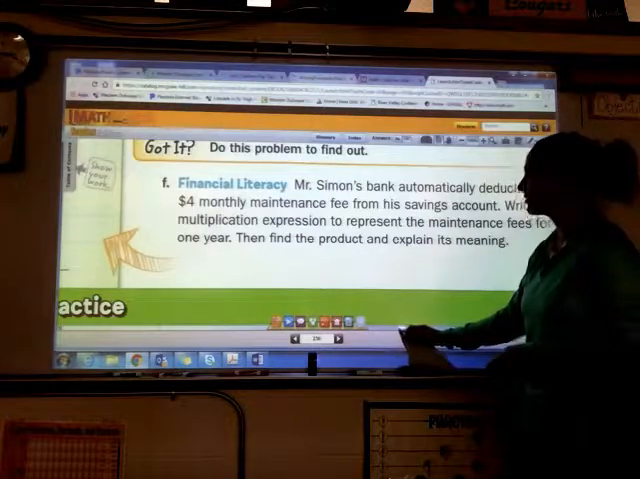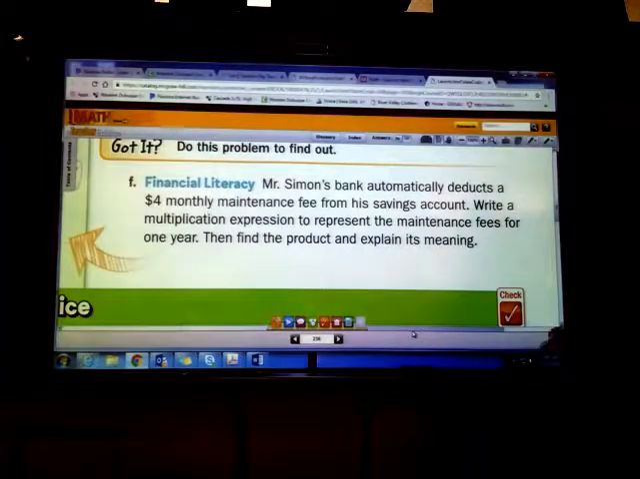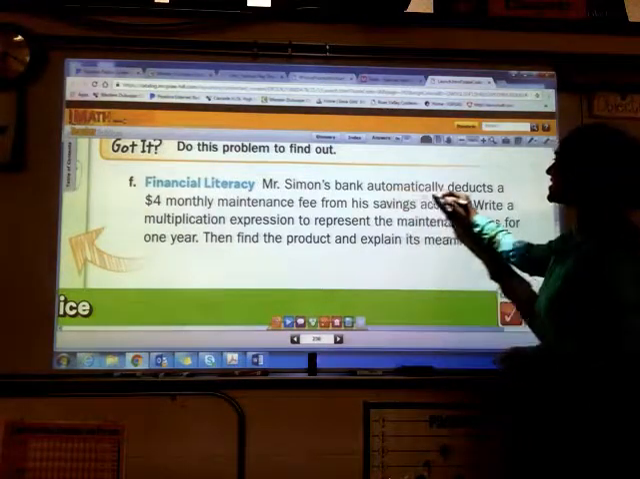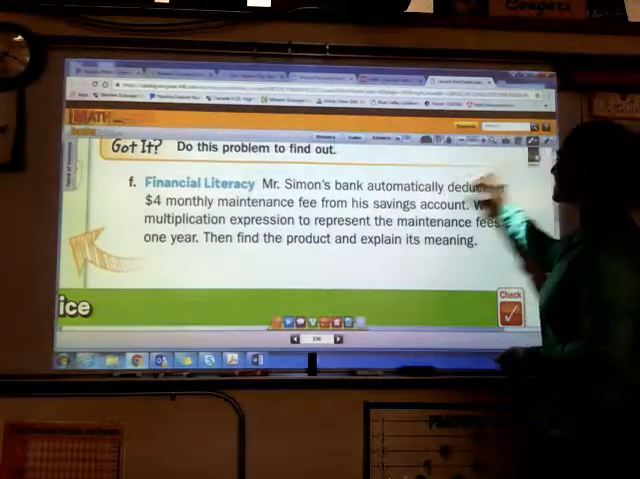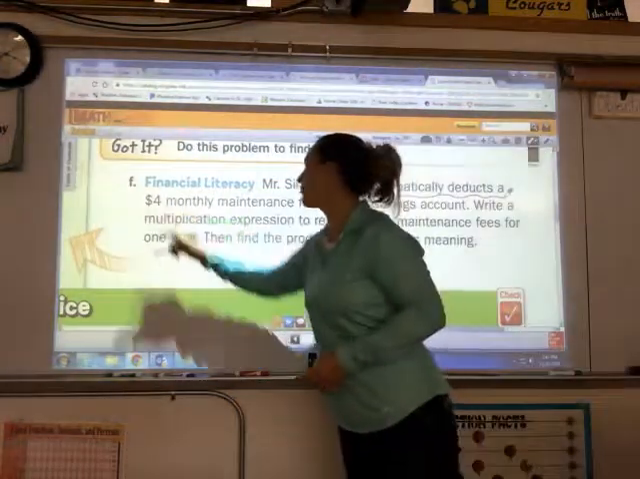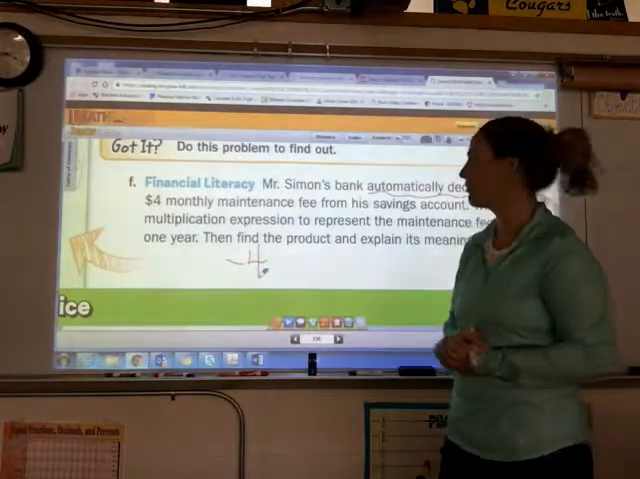As we take a look at the other practice Got It problem, they have letter F. Mr. Simon's bank automatically deducts a $4 monthly maintenance fee from his savings account. Write a multiplication expression to represent the maintenance fees for 1 year. Then find the product and explain its meaning. So as we take a look at this, automatically deducts. When we think about deducting, that means we're taking out. Now I know that they're taking out $4 each month, so I'm going to write that as negative 4.